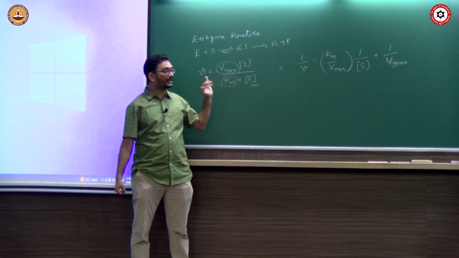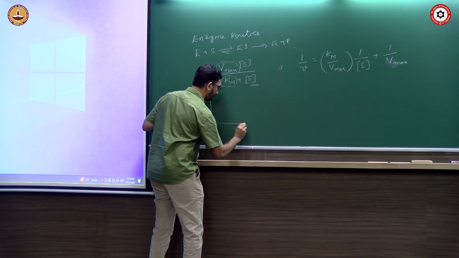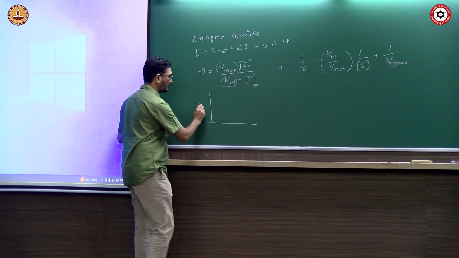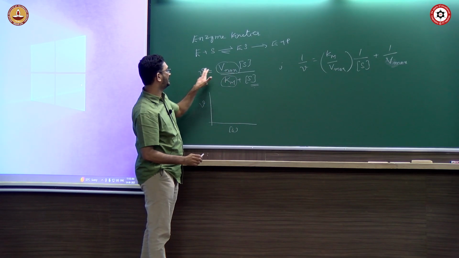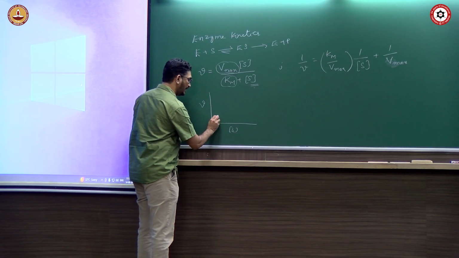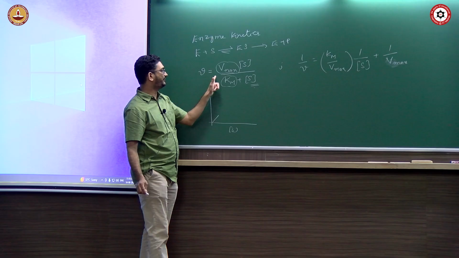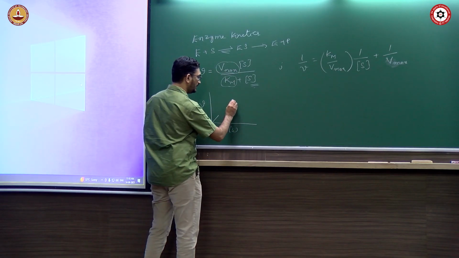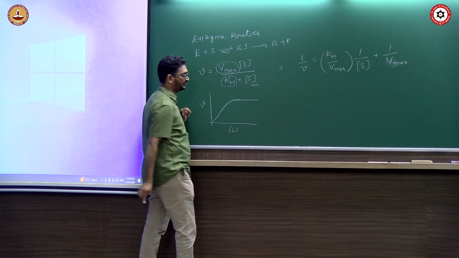At low substrate concentrations, what is the order of the reaction? First order, because it will be basically this, right. So, it will be first order, and at a high substrate concentration, all this will go, it is basically nu is equal to Vmax. So, it will be a zero order reaction. So, you will have a fractional order between these two, right.